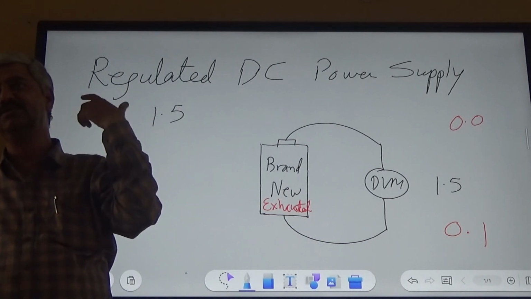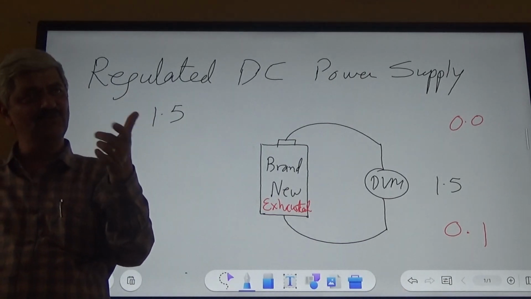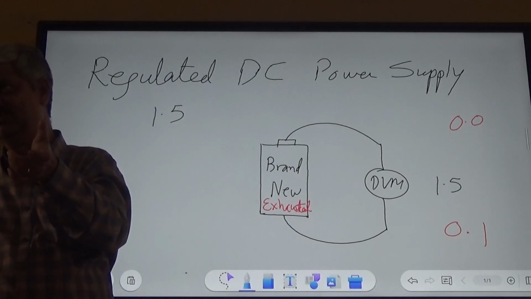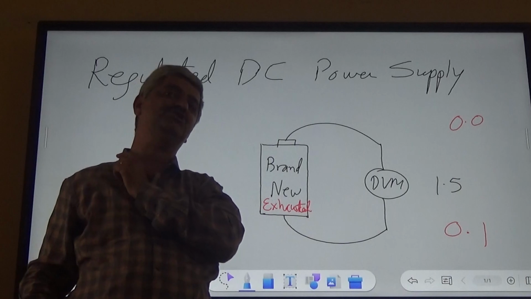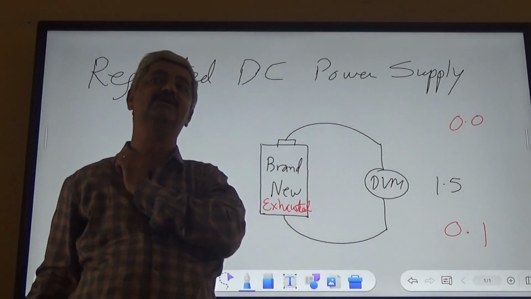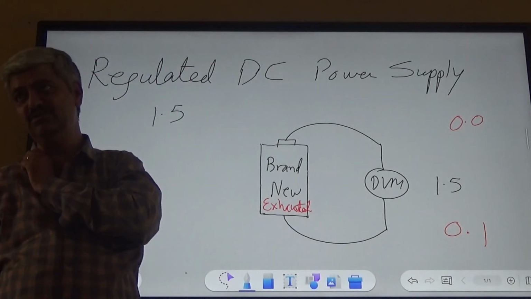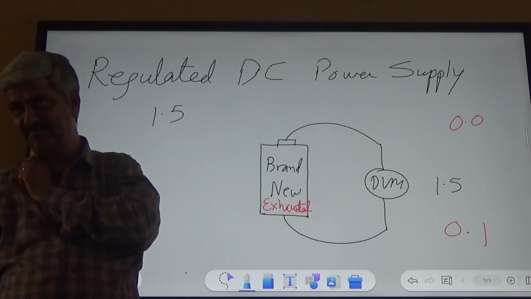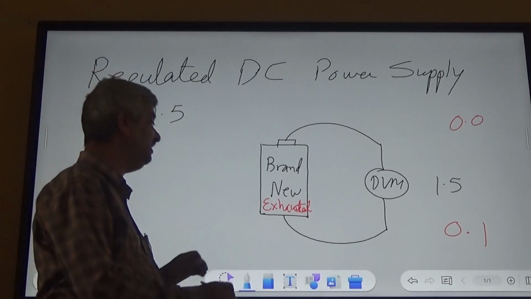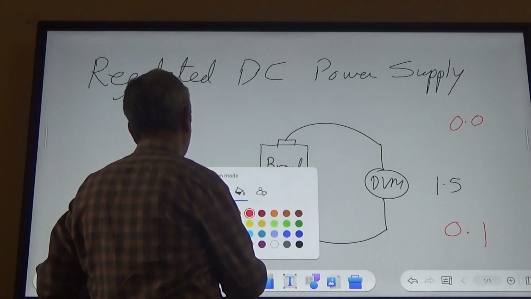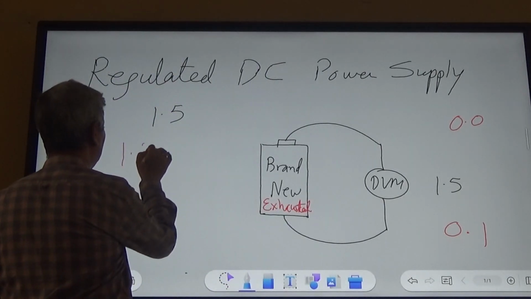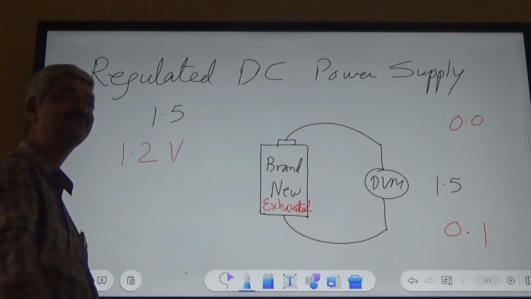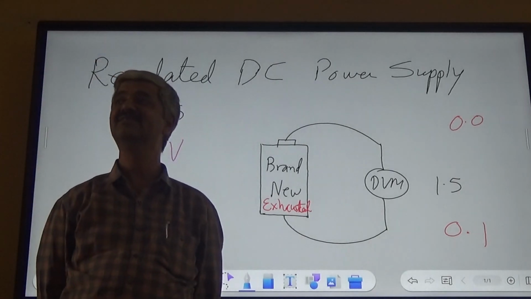ensure. So if you have a DVM, you can bring a cell which is out of use, exhausted, and you can actually measure. And will you be shocked if you find that the voltage shown by the DVM of an exhausted cell is around, will you be shocked or not? If it is around 1.2 volts, will you be shocked? Yes or no?